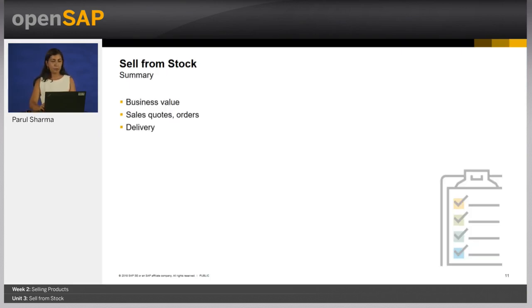Let me summarize the unit for you. We have learned the business values that SAP Business ByDesign adds to the company to manage the entire process chain, covering quotes to orders to supply chain functions. The system is seamless and helps users execute the steps with full transparency. With that, we come to the end of this unit.